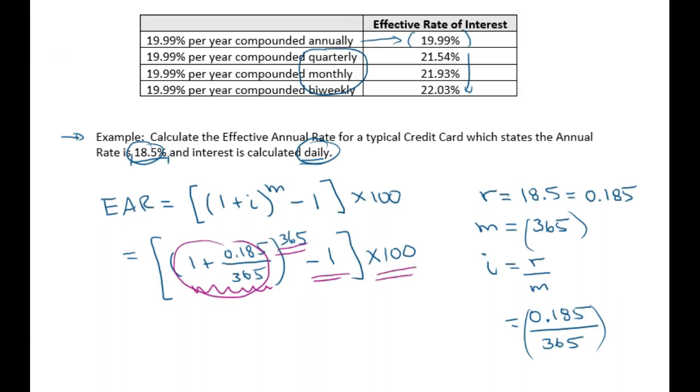And you should end up getting, to 2 decimal places, approximately 20.32%. So that's quite a difference. Looking at 18.5, you think you're getting a lower interest rate, but it's calculated daily. So in terms of effective rate of interest, you're actually looking at 20.32%.